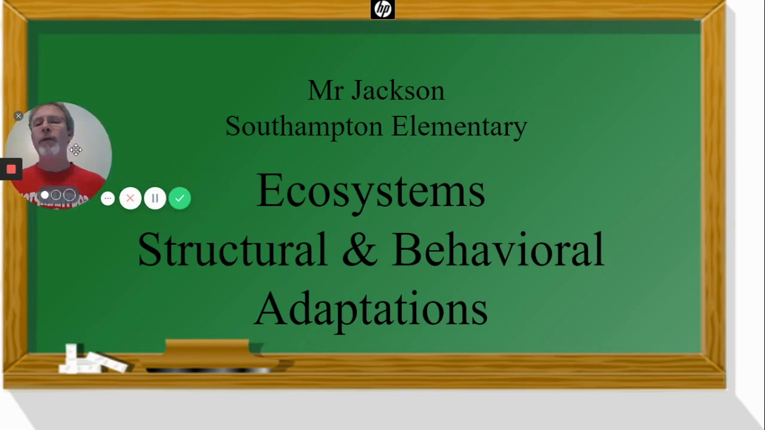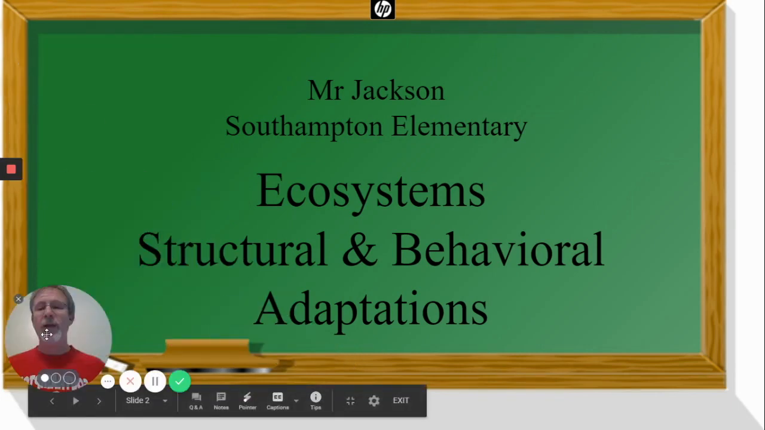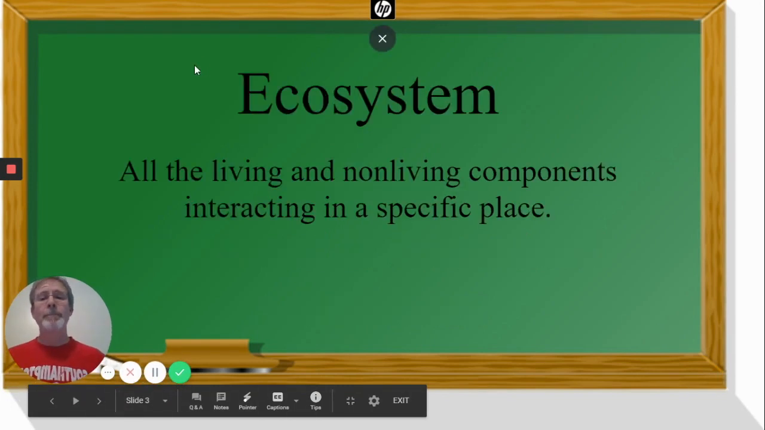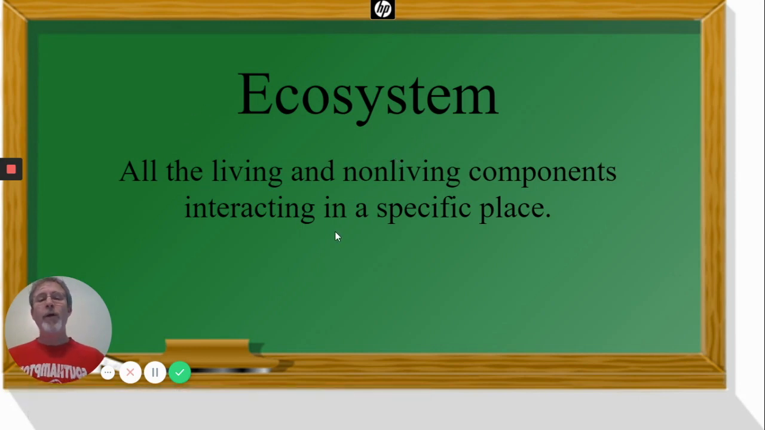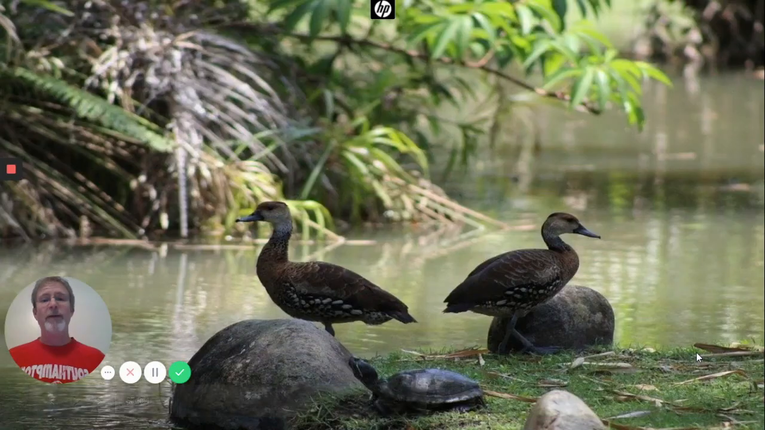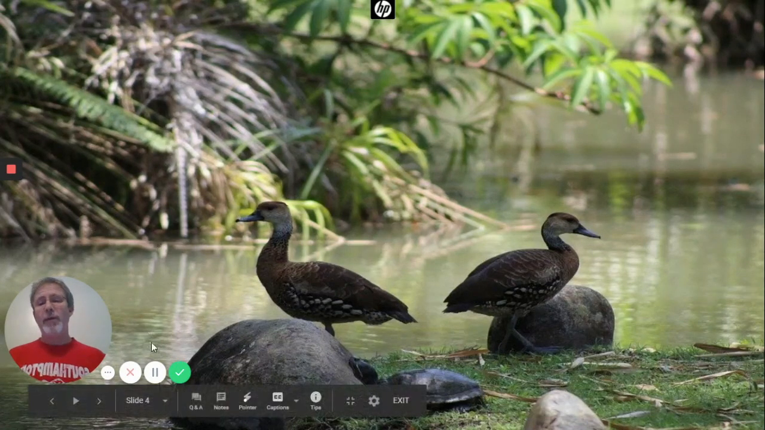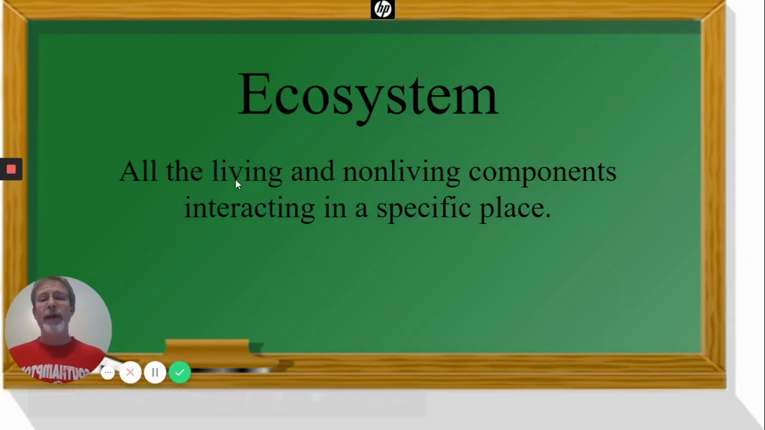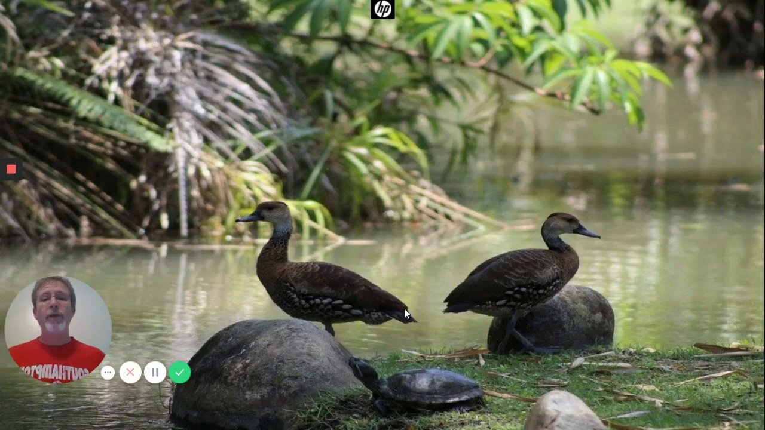So, the first thing I wanted to do was clarify a couple of things from Monday. An ecosystem: all the living and non-living components interacting in a specific place. Here is that same ecosystem that we saw, but I caught myself making a mistake. I did not include one important thing. I talked about the living and the non-living, but I didn't talk about this word right here, interacting.